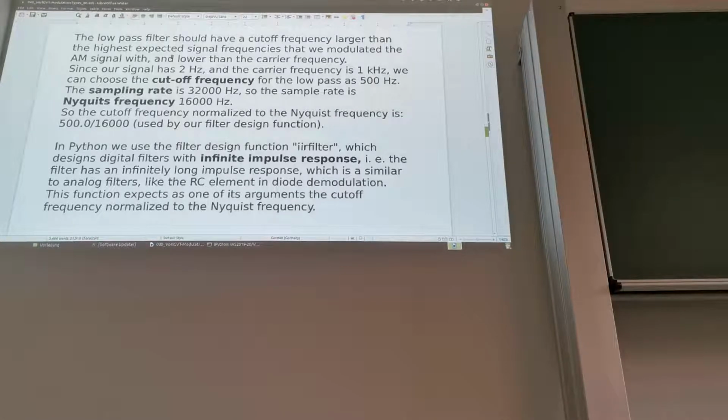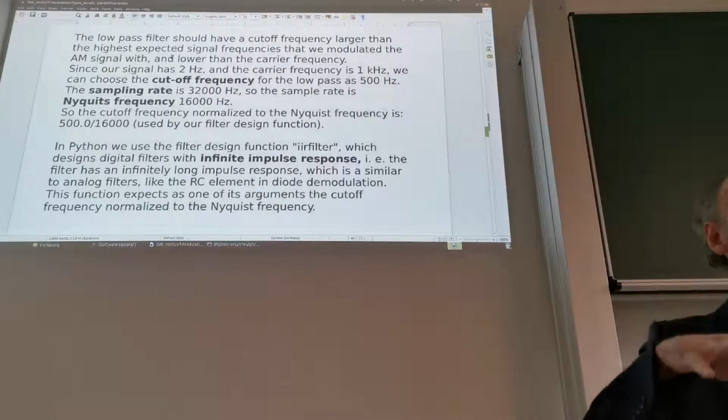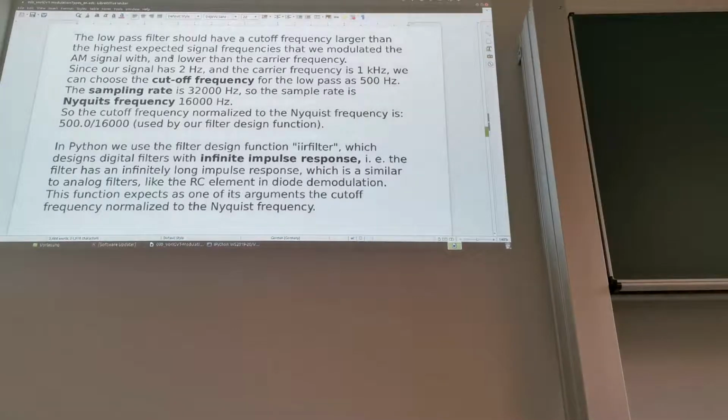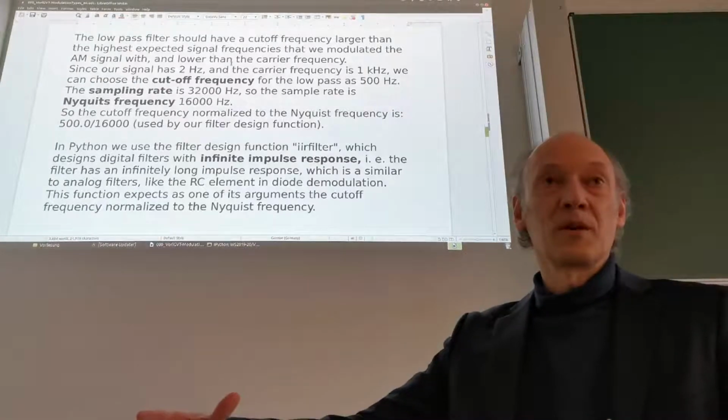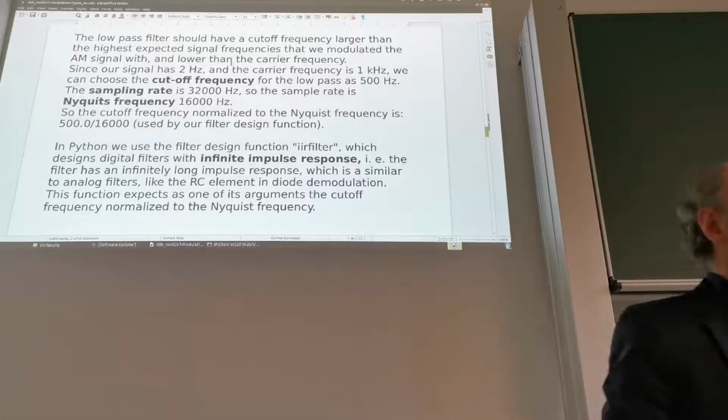So for that we should know the low-pass cutoff frequency. So we should know at which frequency we want to go from passing to stopping. Right. And it should have a cutoff frequency larger than the highest expected signal frequency. Right. We don't want to attenuate our signal frequency, so that's why it has to be higher than the largest expected signal frequency and lower than the carrier frequency. Right. Because we want to attenuate the carrier frequency, or rather the doubled carrier frequency, because that's coming from the sum in the mixing process.